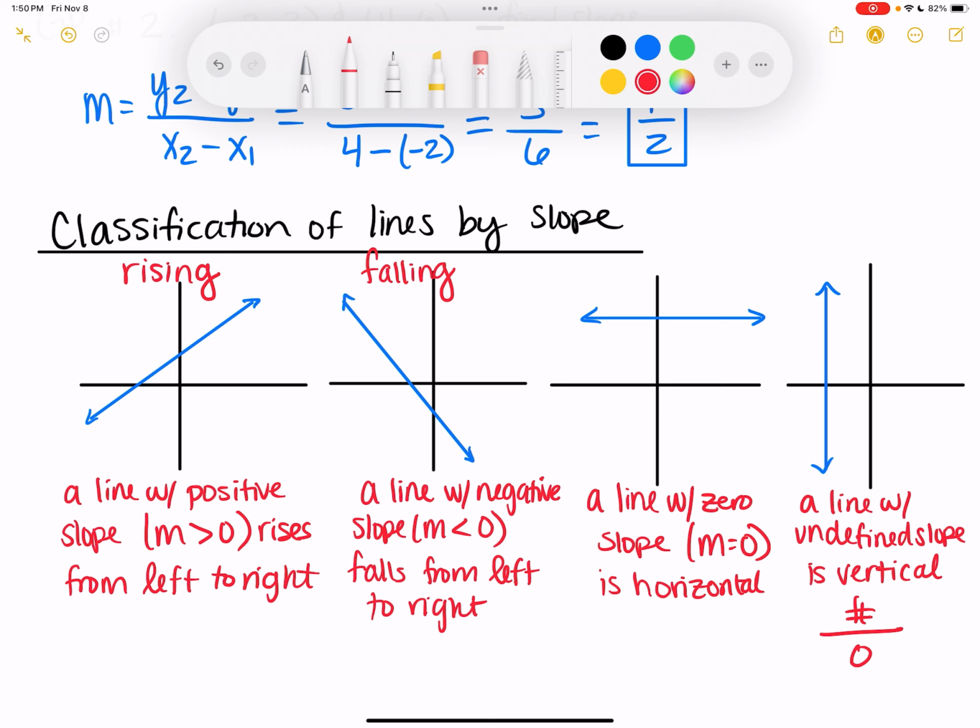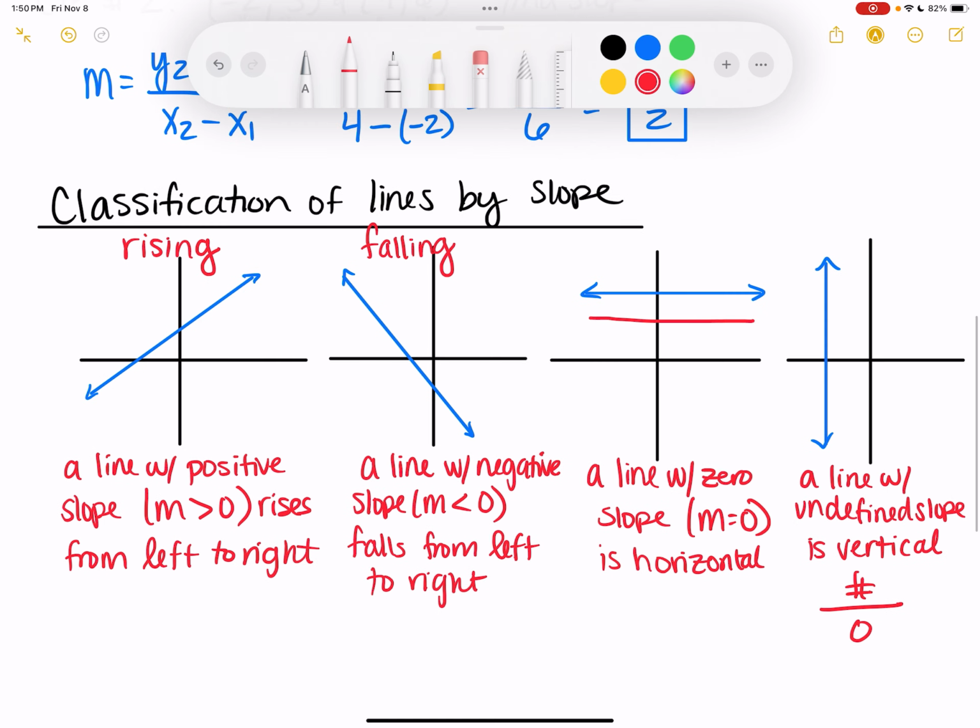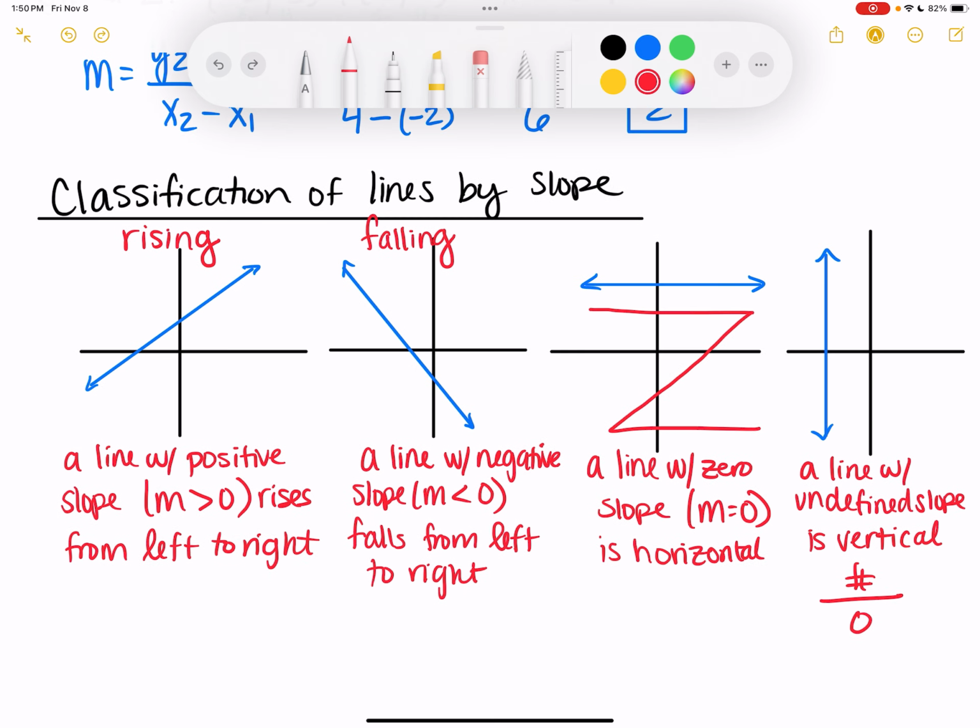Okay? When you make the letter Z, for 0, you go across first to make your Z. The top of Z is flat, so going flat across is a 0 slope. Undefined slope, when you make a U, you go down and back up. So since you go down first, that's the way to remember that's undefined. Does that make sense?